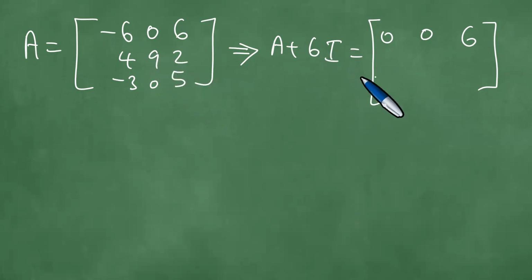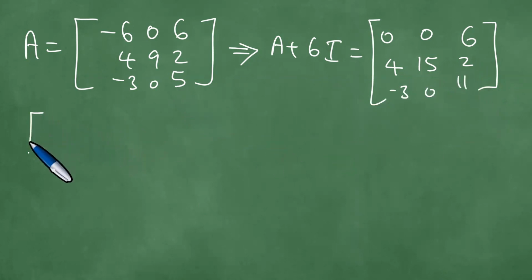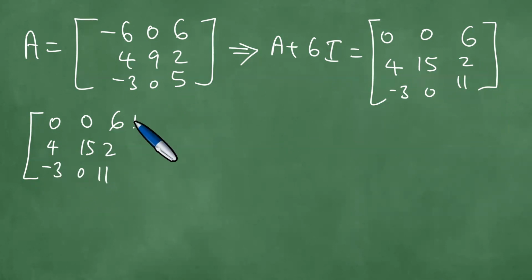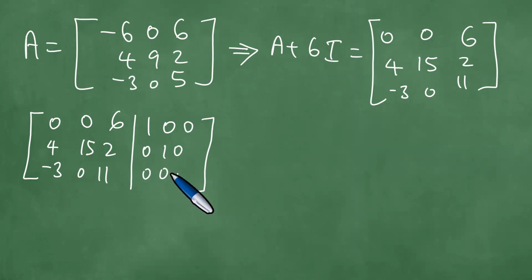So if you add a 6 here, it's going to become a 15, but the 4 is going to remain the same. And then you're going to have a 15, and then a 2, and then minus 3, 0. And after you add a 6 to the 5, it's going to be an 11. So that is that. But now using the goals you're done, so you have this, then you have 4, 15, then 2, you have minus 3, 0, 11. And then you have 1, 0, 0, we have 0, 1, 0, 0, 0, 1.